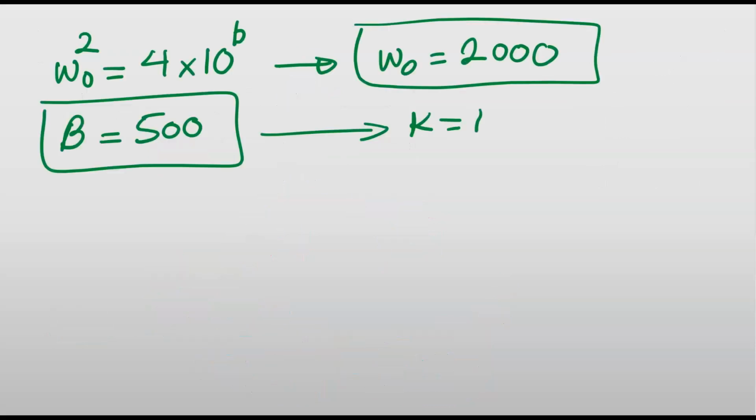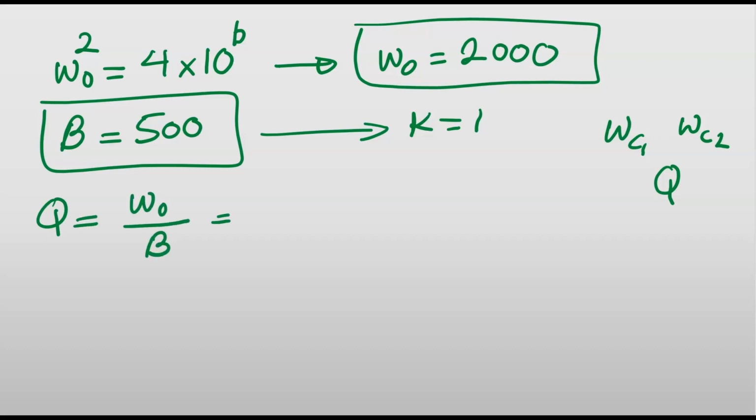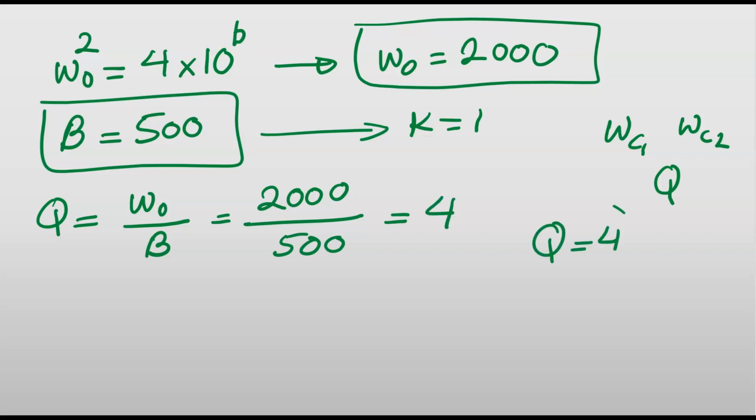Now I have 3 more parameters to find. I need to know my cutoff frequencies and my quality factor. Let's see how I can find them. The quality factor is easy because the quality factor is equal to omega naught over beta. If omega naught is 2000 and beta is 500, then it's equal to 4. So my Q is equal to 4.